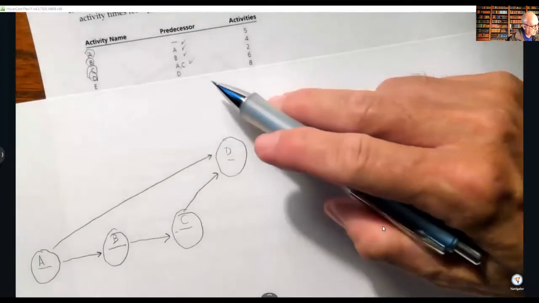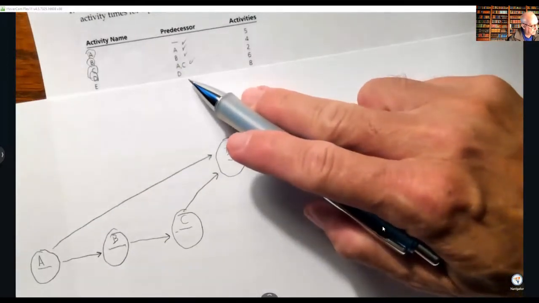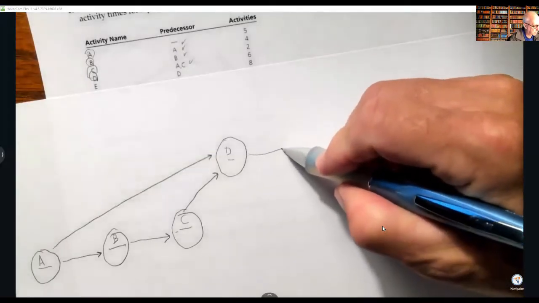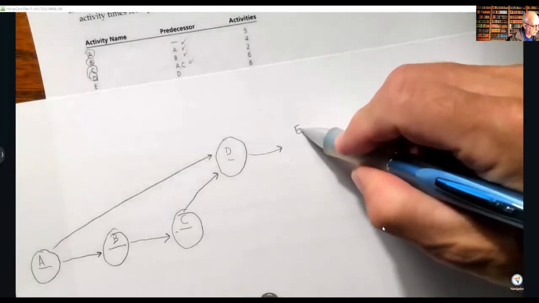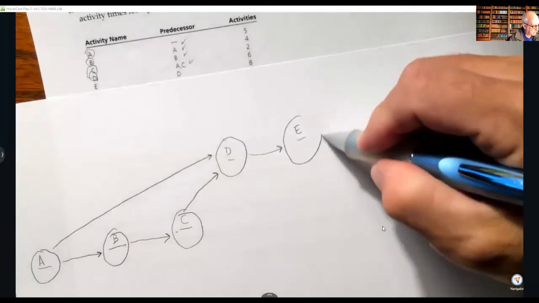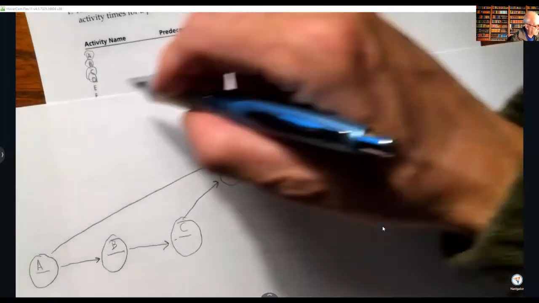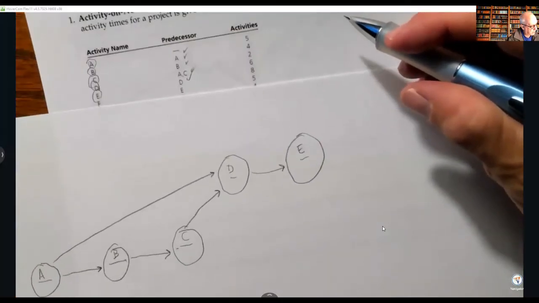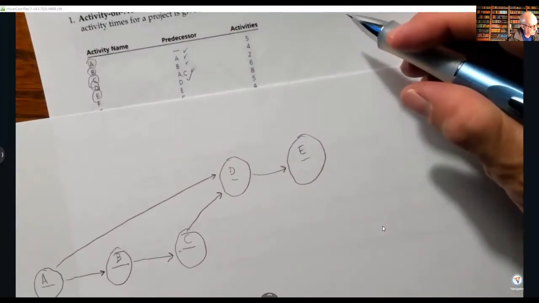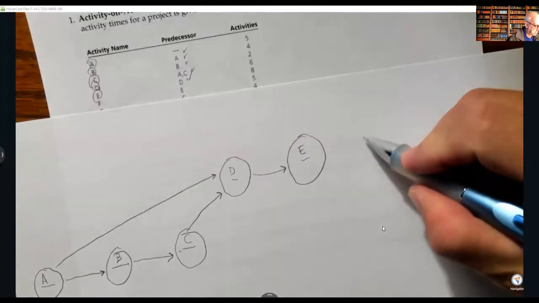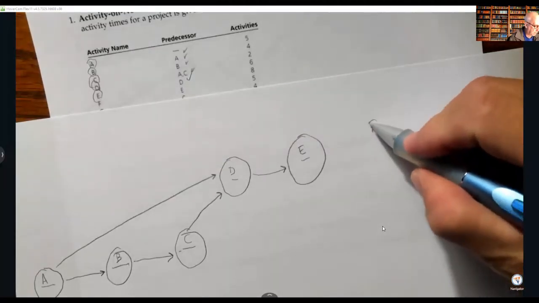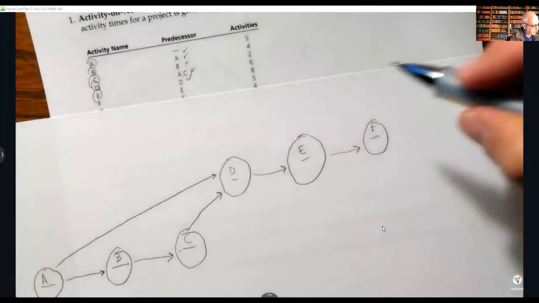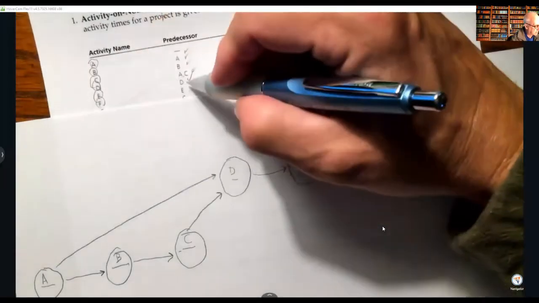And E comes from D. Well, I have D, so I can do E. So I do E, comes from D. All right, I'm going to put that, and I'm going to circle that. Oh, F comes from E. All right, F comes from only E. So I'm going to do that. All right, I'm going to circle that.